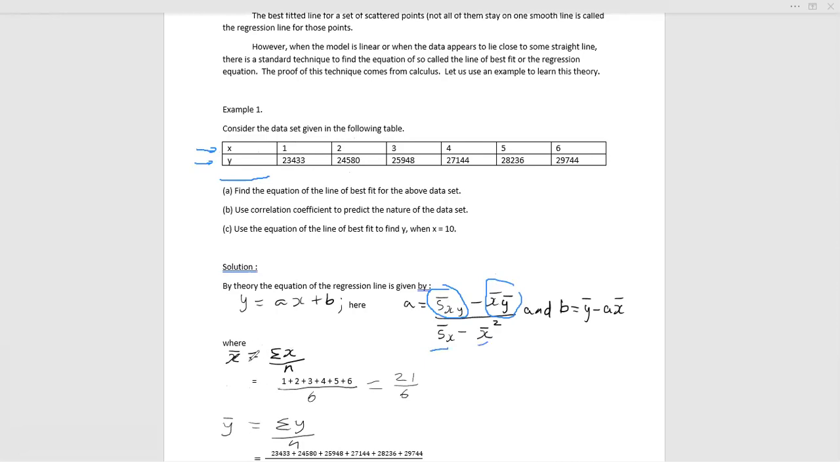X bar. Whenever you see a bar, that means the average. It is given by sigma x. Sigma means the sum, you know that. Sum of x coordinates divided by the number of points. Now here, how many data points do we have? 1 up to 6. We have 6 data points. So n is 6.